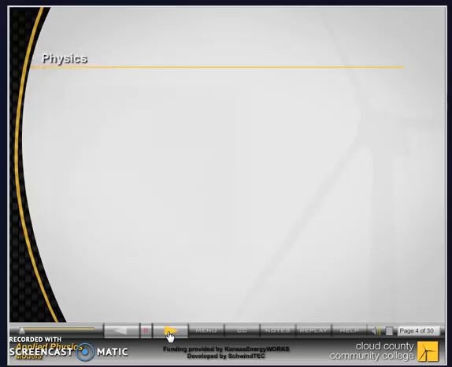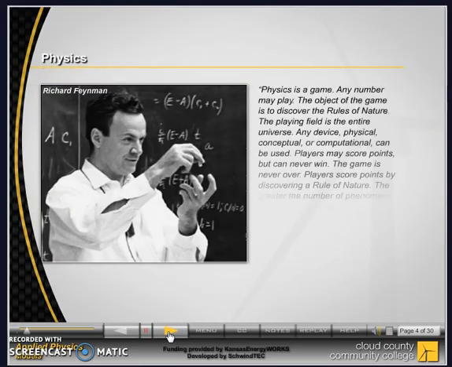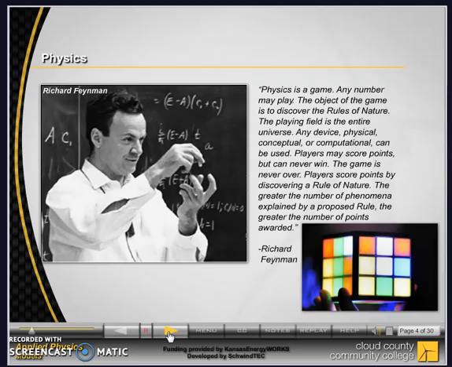The well-known particle physicist Richard Feynman once said, "Physics is a game. Any number may play. The object of the game is to discover the rules of nature. The playing field is the entire universe. Any device, physical, conceptual, or computational, can be used. Players may score points but can never win. The game is never over. Players score points by discovering a rule of nature. The greater the number of phenomena explained by a proposed rule, the greater number of points awarded."